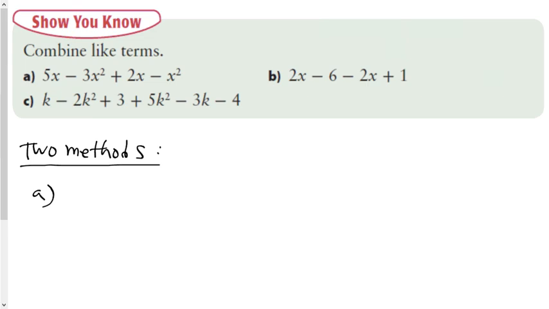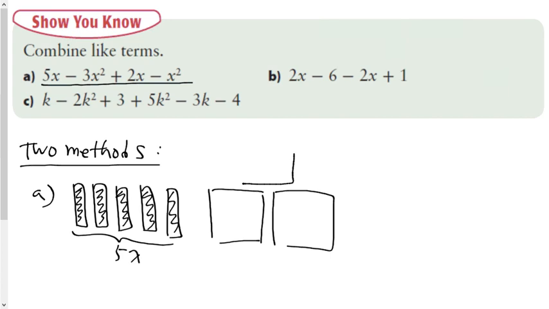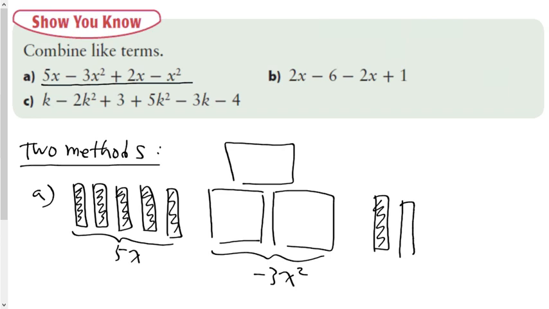So what I'm going to do here is I'm going to draw this polynomial of 4 terms. I'm going to put a 5x: 1x, 2x's, 3x's, 4x's. That's 5x. So right there would be the term 5x. Then we're going to put a negative 3x squared. There's negative 1 3x squared, negative 2 3x squared, negative 3x squared. Then we're going to do a positive 2x. There's 1x and 2x.